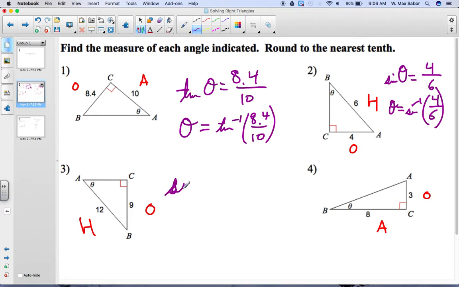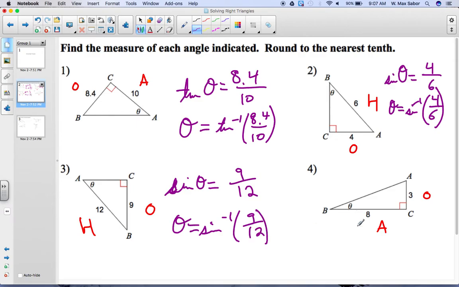Here we have sine, which is opposite over hypotenuse. So arcsine of 9/12 is the angle measurement. And here we have tangent, which is opposite over adjacent. So arc tangent of 3/8. Pretty straightforward when we're finding angles.